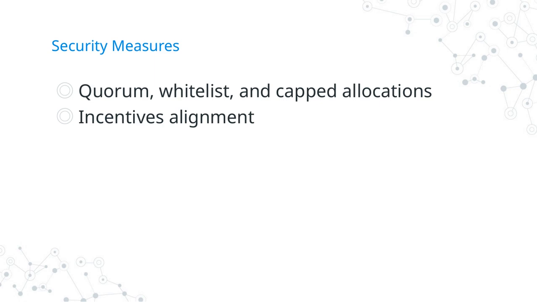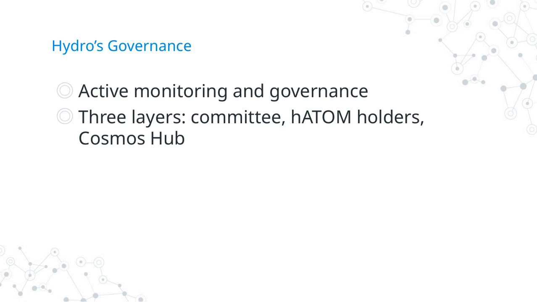Voters are rewarded for supporting projects through bid payments. Governance ensures effective and profitable liquidity injections. The structure includes a monitoring committee, H-Atom holders governance, and regular Cosmos Hub governance. This setup protects the interests of all participants.